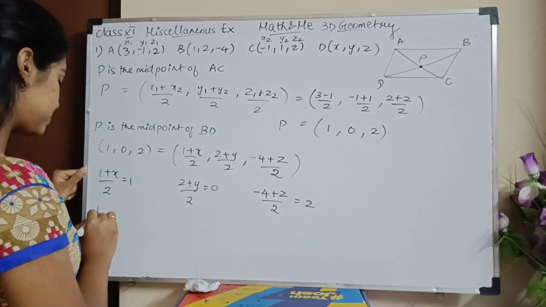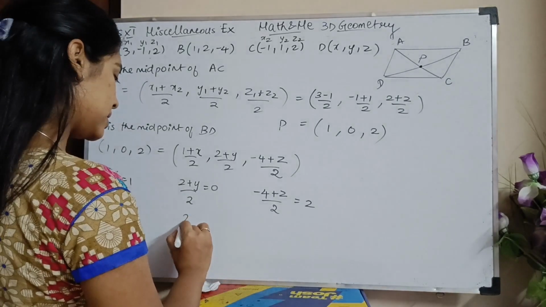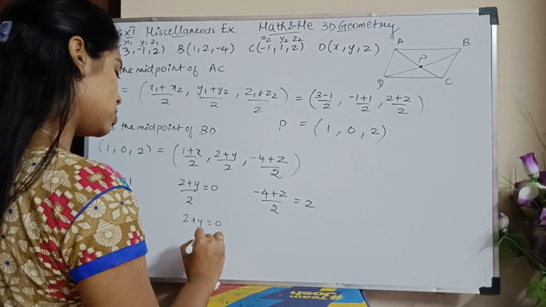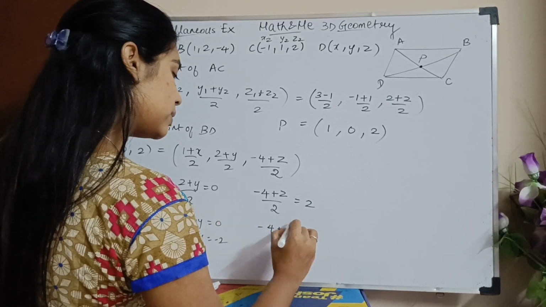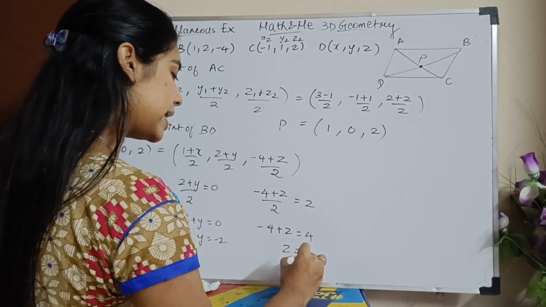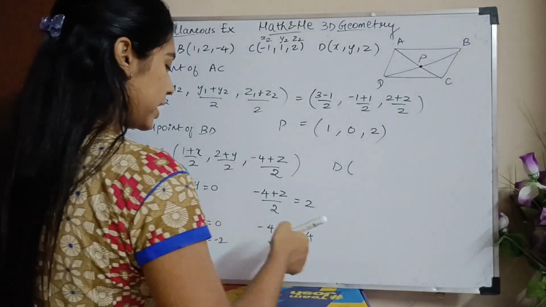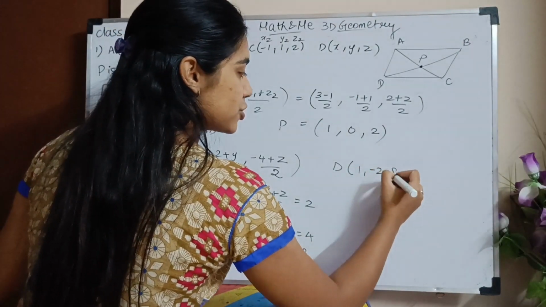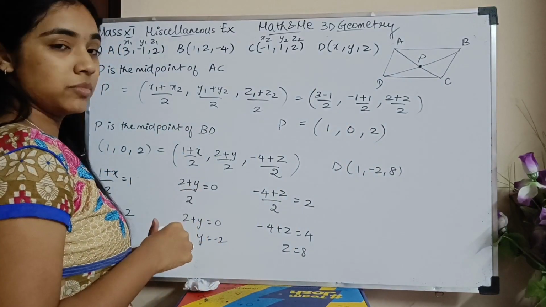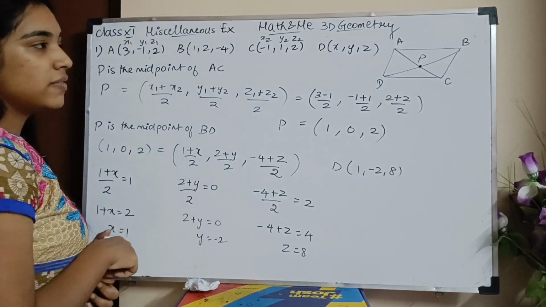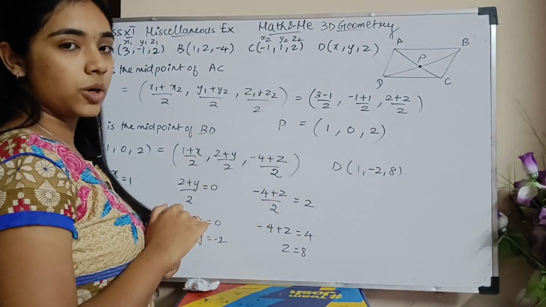So what are my x, y and z? 1 plus x equals 2, so x is equal to 1. In the next one, 2 plus y equals 0, so y equals minus 2. Here minus 4 plus z equals 2 twos are 4, so z equals 8. So what is my fourth coordinate? The coordinates of D are 1, minus 2 and 8. So we have found the fourth coordinate of the parallelogram. Okay, this is a very easy way of doing this. We just know that the diagonals bisect each other, so they have a common point. So we can find the fourth coordinate.